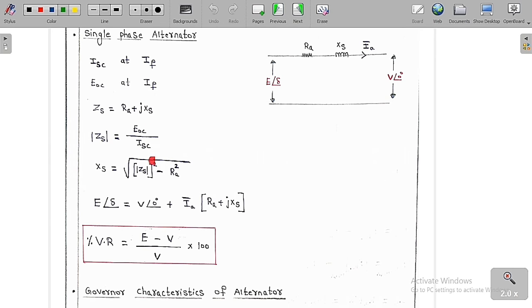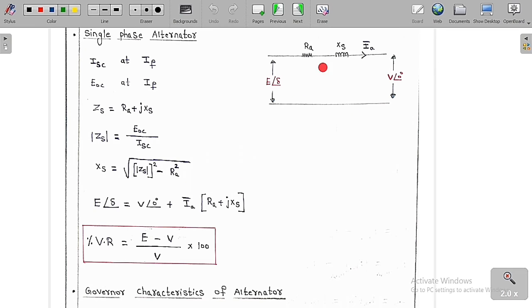So listen carefully. At a particular IF, you have to do the ratio of the open circuit voltage, which you are going to get from the OCC curve, and the short circuit armature current at that particular IF. So if you do the ratio of these two things, we are going to get the magnitude of the ZS. Then what is XS? XS is equal to the square root of mod of ZS whole square minus RA square. In the question, they will give RA. So from this, you can easily get the value of the XS.